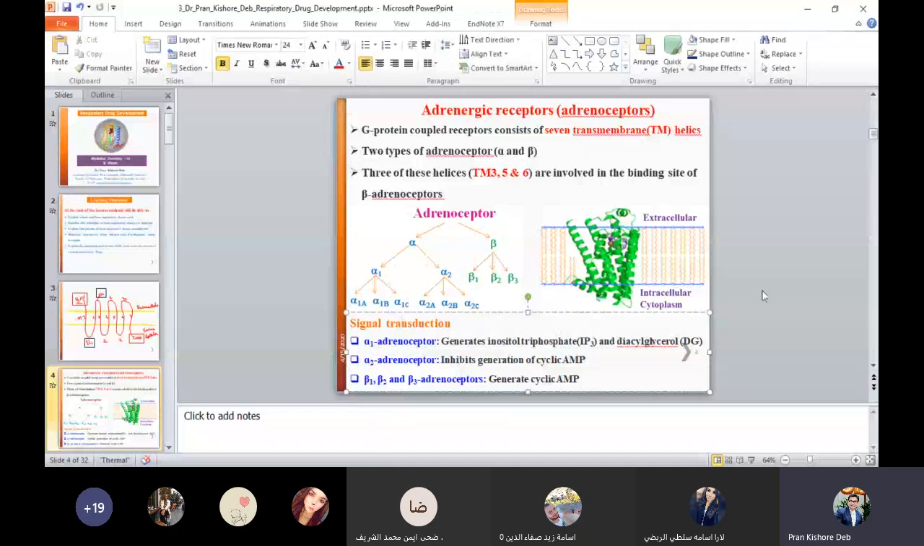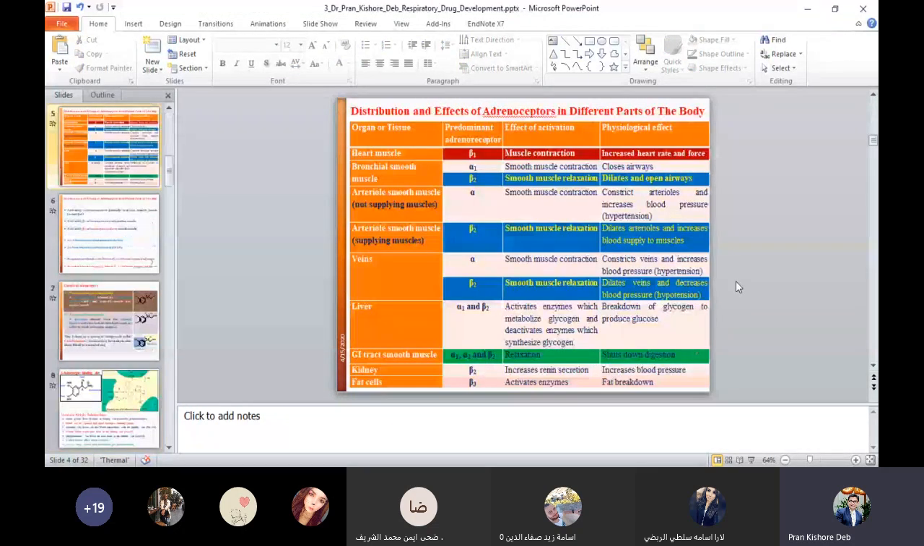Now regarding signal transduction, when they are stimulated, the alpha 1 adrenergic receptors generate inositol triphosphate and diacylglycerol, whereas alpha 2 receptors inhibit the generation of cyclic AMP, and beta receptors generate cyclic AMP. Cyclic AMPs are the secondary messengers which perform various functions. Now we go to the next slide.